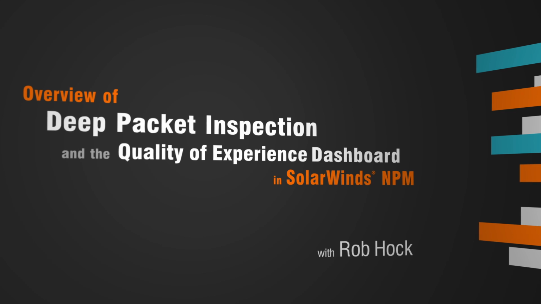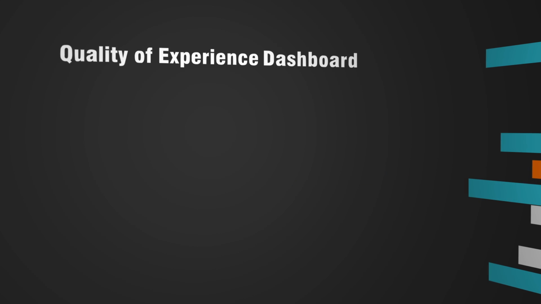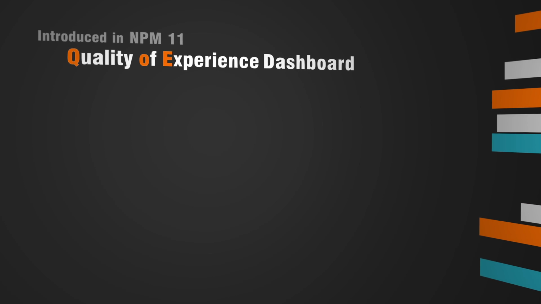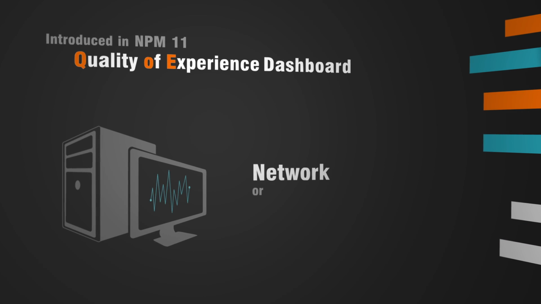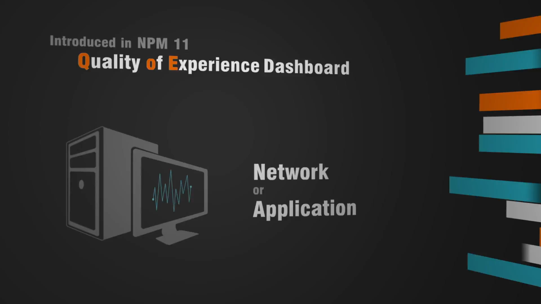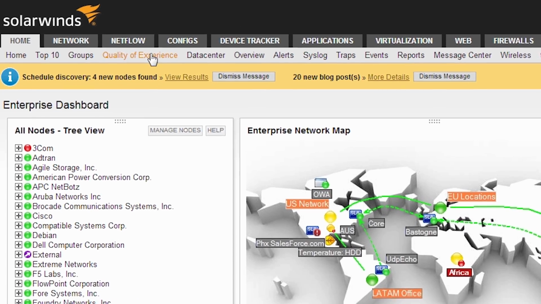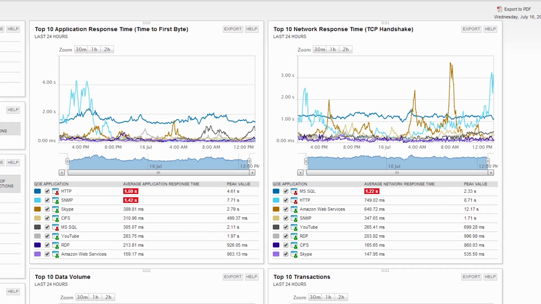Today we want to review SolarWinds Deep Packet Inspection Analysis and the Quality of Experience Dashboard. Introduced in SolarWinds Network Performance Monitor 11, the Quality of Experience Dashboard, or QoE, provides unique insight into whether a performance problem is related to network or application performance. Let's take a look at the data presented in QoE and how we help you determine whether you have an application or network issue. Directly from the QoE dashboard, you are presented with a few key metrics.